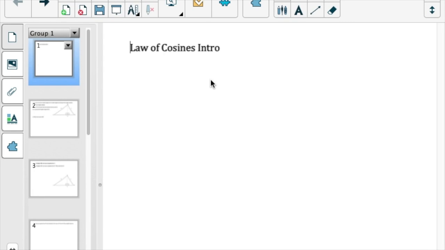So when we have oblique triangles, remember, an oblique triangle is a triangle that does not contain a right angle. We have to have a resource other than regular trigonometry with sine, cosine, and tangent. Last class we worked on the law of sines.